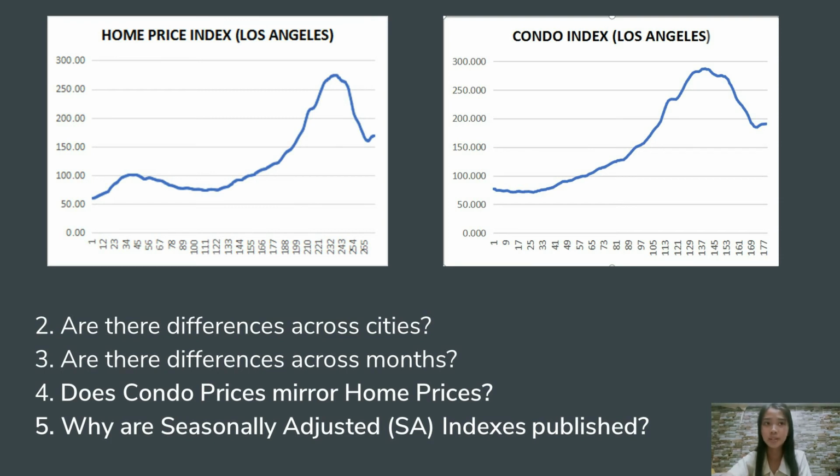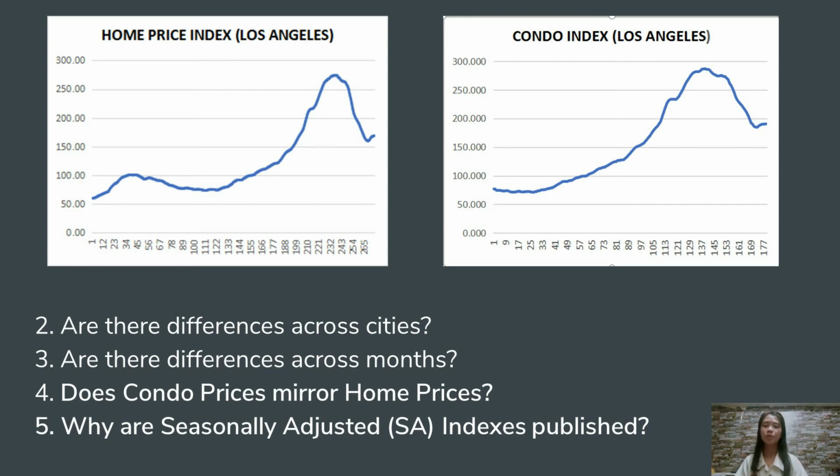The home price index of Los Angeles started from January 1987 at 59.33 and ended up at 169.72 in November 2009. The condo index of Los Angeles started in January 1995 at 77.002 and ended in November 2009 at 191.454. So as we follow the pattern, we can conclude that the home and condo price indexes don't mirror each other.